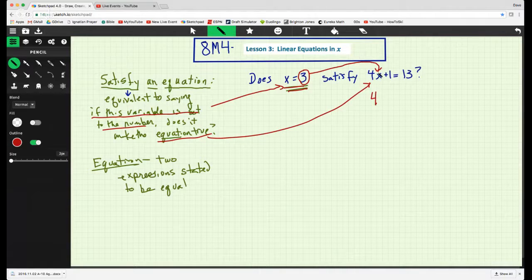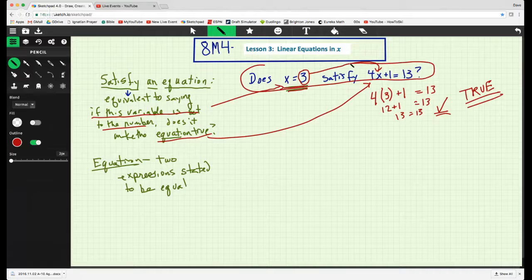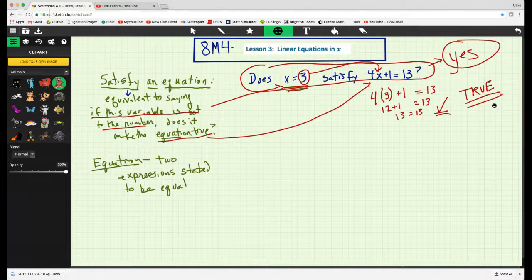So 4 times x, well, x is 3, so our question is, is 4 times 3 plus 1 equal to 13? Well, 4 times 3 is 12, plus 1 equals 13, and 13 equals 13. So yes, it's true. So we get a true statement, which means that yes, we can answer this question. Our answer is yes, because it makes it true. So let's happy cat that.